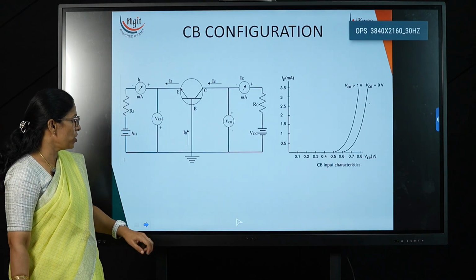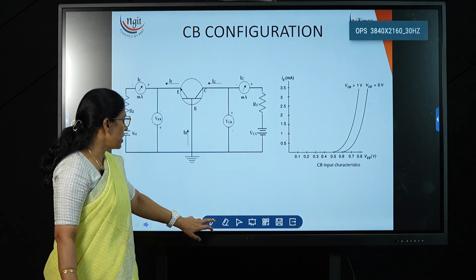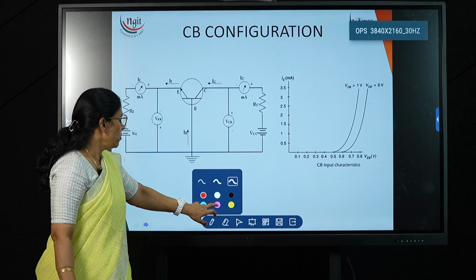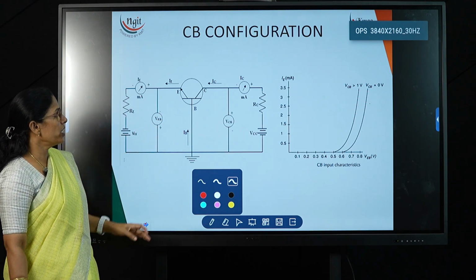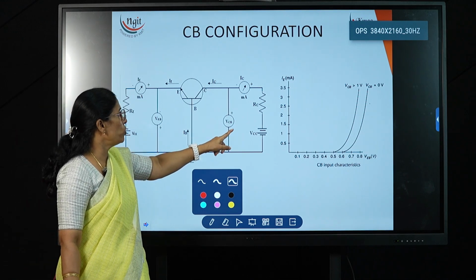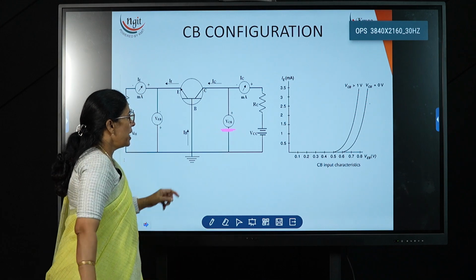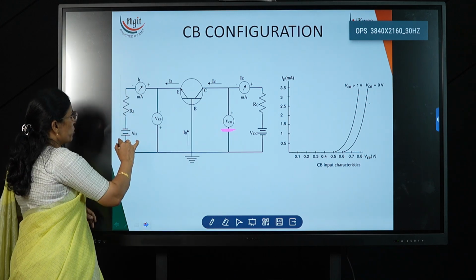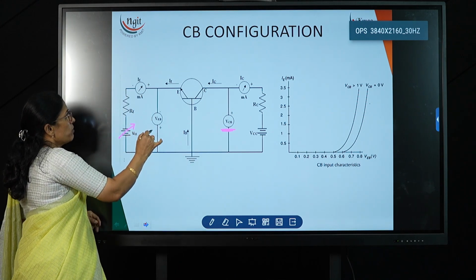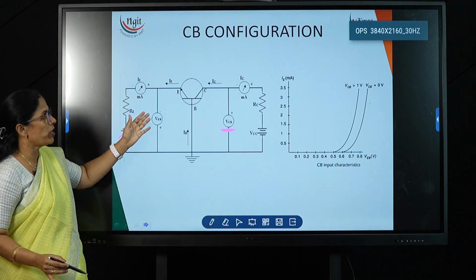VI characteristics. Now here we are trying to analyze the relation between voltage and current for the input side. So how to determine it? By keeping the output voltage, that is nothing but VCB, constant, and varying the input supply, make some voltage or current changes and note down these two parameters.